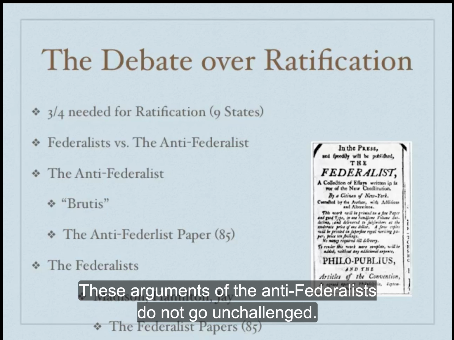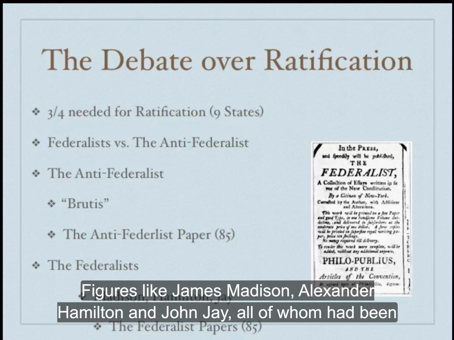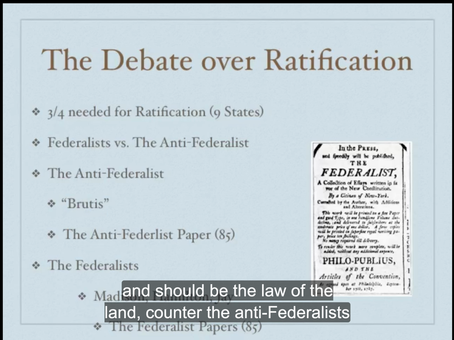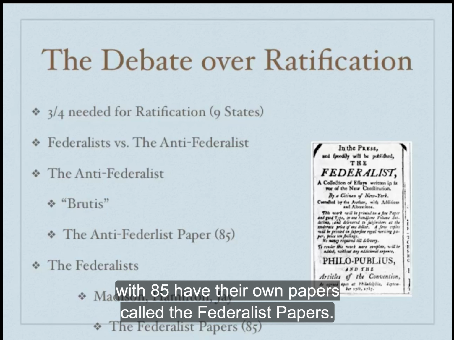These arguments of the Anti-Federalists do not go unchallenged. Figures like James Madison, Alexander Hamilton, and John Jay, all of whom had been at that convention and unanimously agreed that the Constitution was a good idea and should be the law of the land, counter the Anti-Federalists with 85 of their own papers called the Federalist Papers.